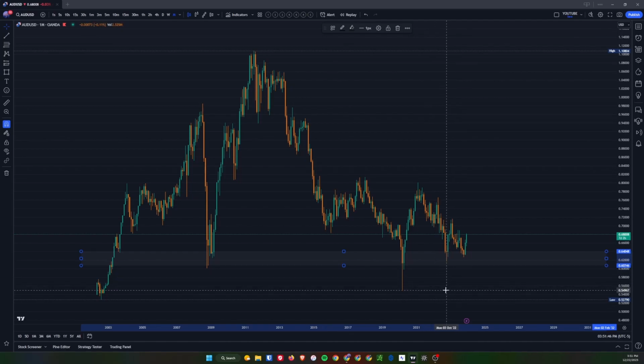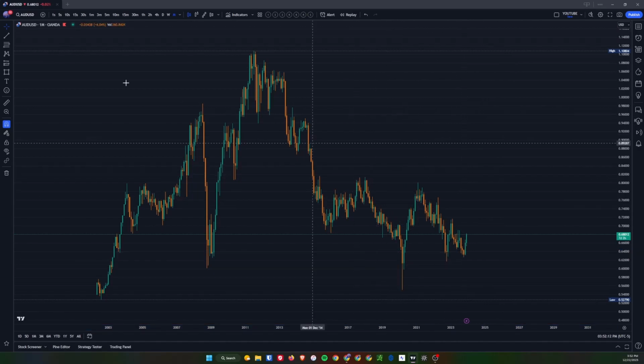Why would I do that? Because if it got respected here multiple times, then there's a higher probability that it's going to get respected in the future. Let's say this goes all the way up and comes back down. Then I know based on my drawing and my analysis that there's a good chance that it's going to bounce off of this level in this area. So that's a demand level.